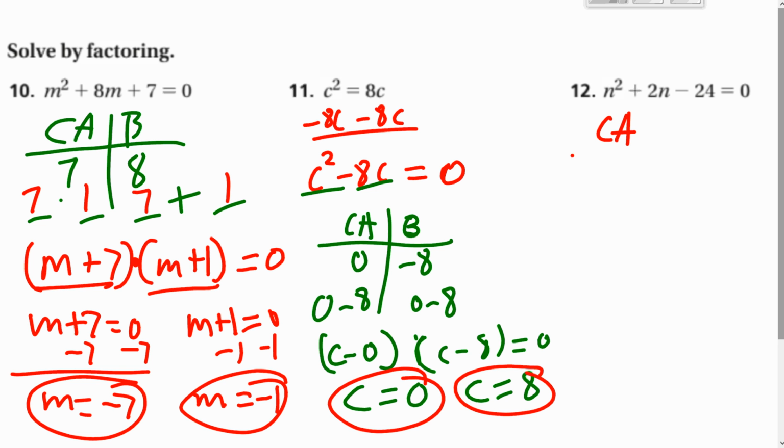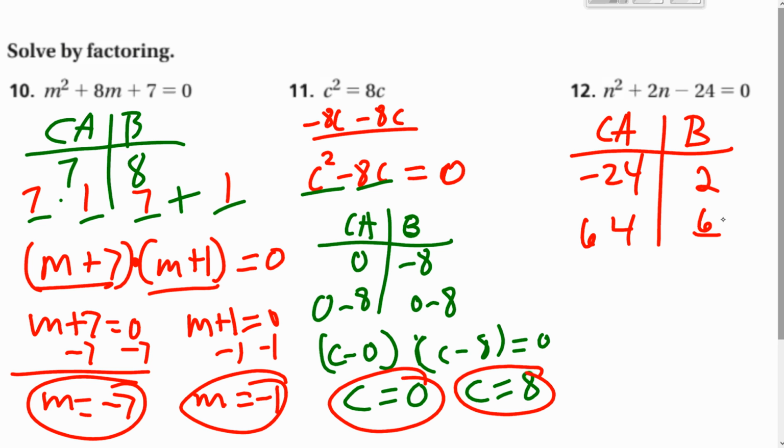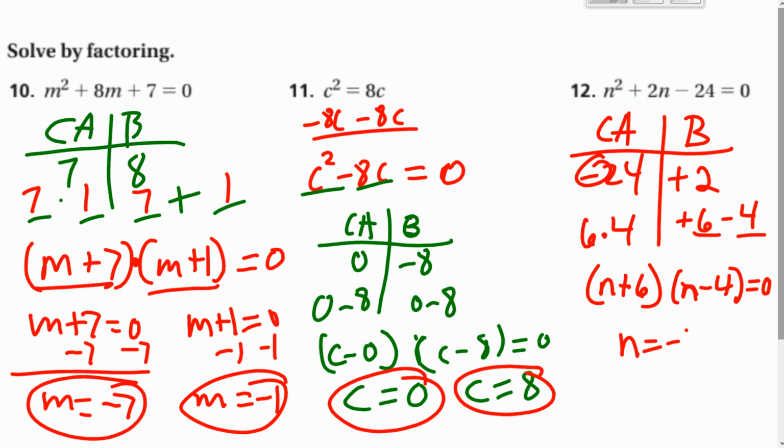So here our CA is negative 24. That means I'm really going to subtract to my B. So what times what is 24 but subtracts to 2? Well, that's just a 6 and a 4. So 6 minus 4. One of them needs to be negative, and 6 minus 4 is 2, and that's your middle one. Whenever you have this as negative, then whatever the sign of this one is, that's the sign of the bigger number. So we get n plus 6 times n minus 4 equals 0. So we can just take the opposites: n equals negative 6 and n equals positive 4. So there are your answers for those two.